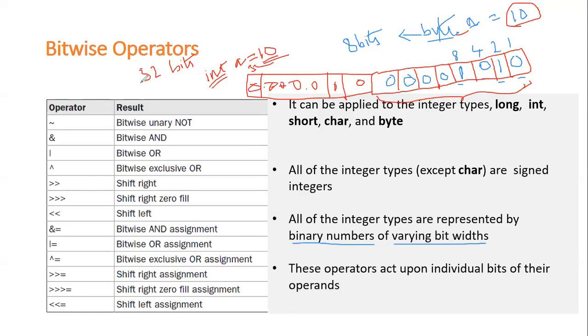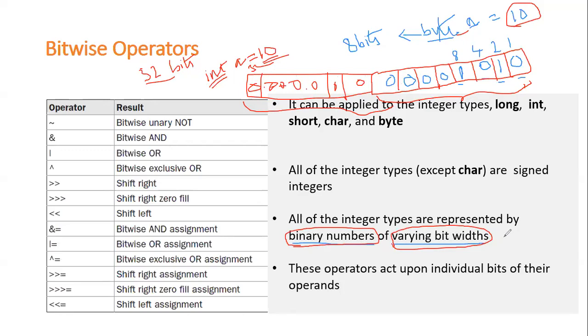Because int is going to occupy 32 bits, with respect to int a, I should represent the number in 32 bits. So that's what it says. All integer types are represented with binary numbers of varying bit widths.